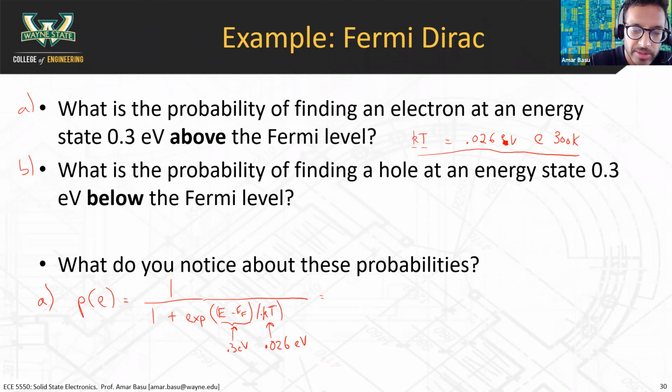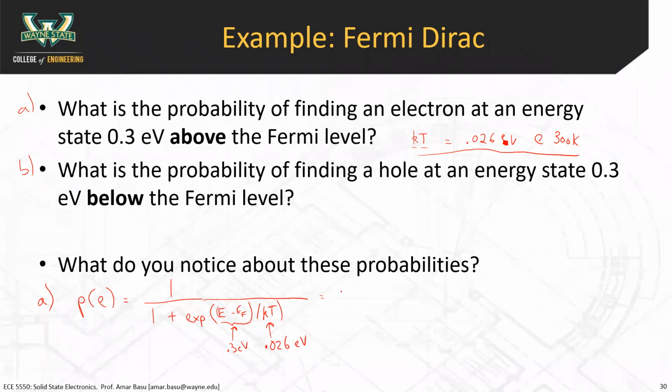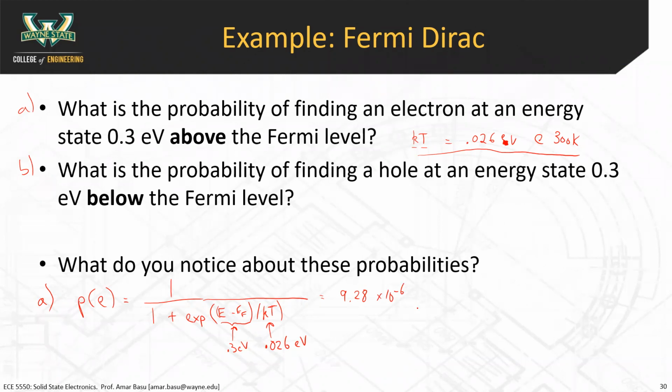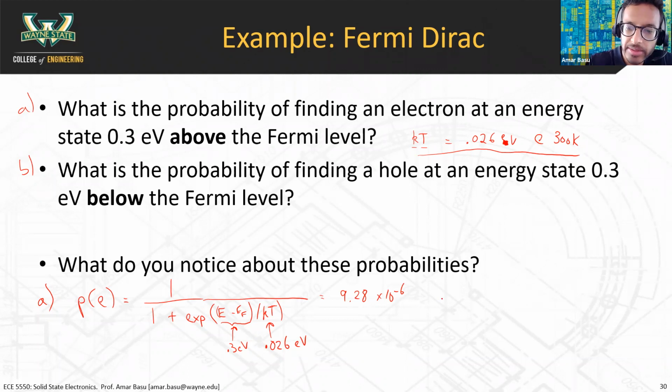Ali, can you help me out here? What do we get at the end? I got 9.28 times 10 to the negative 6. Times 10 to the negative 6? Yeah. Okay, does anyone else agree with that? Do we have agreement? I got the same as well. Okay, great, so that's part A. That means there's a 9.28 times 10 to the negative 6 probability of finding an electron at an energy state 0.3 electron volts above the Fermi level.